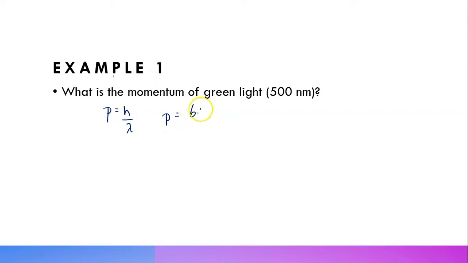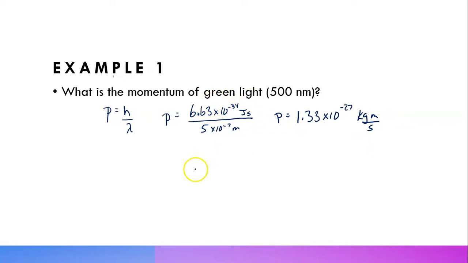We will take 6.63 times 10 to the negative 34 joule seconds over 5 times 10 to the negative 7 meters. That gets you a momentum of 1.33 times 10 to the negative 27. And because all of this is standard units, we can actually say this is kilogram meters per second, even though green light is massless.